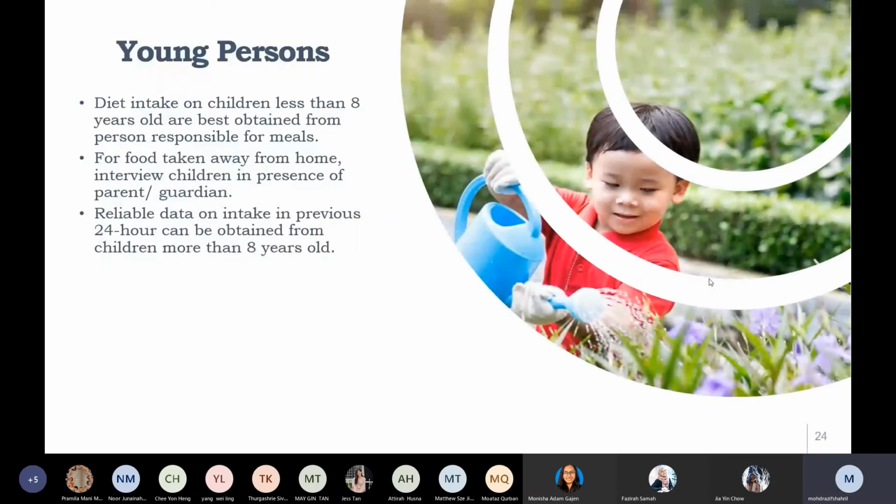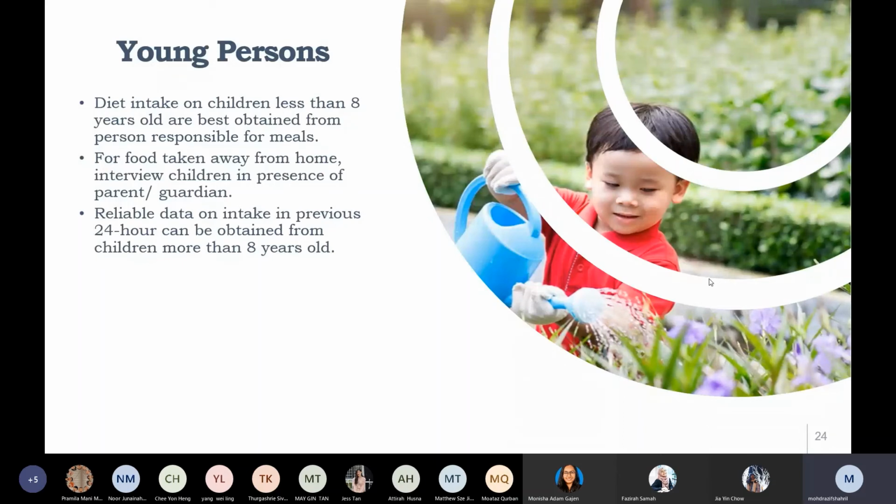So a younger person. When we measure the dietary intake of children less than 8 years old, which is darjah 2 and below, the best is to obtain the data from the person responsible for the meal. So the surrogate method is the best method, from those who prepare the meals for these kids.